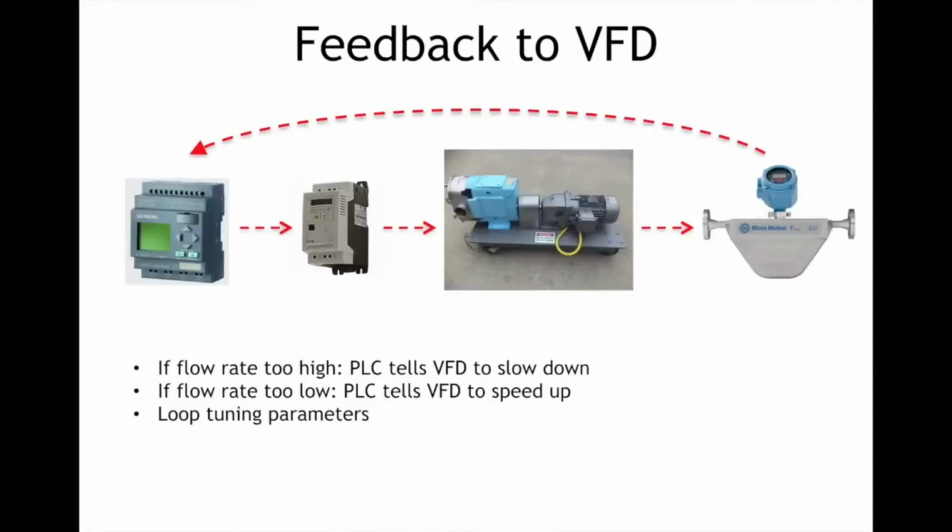So we know what the flow is, and the PLC has to make a decision. If the flow rate is too high, it will tell the VFD to slow down. If the flow rate is too low, then the PLC is going to tell the VFD to speed up. So this is the feedback loop, now putting all the pieces together.